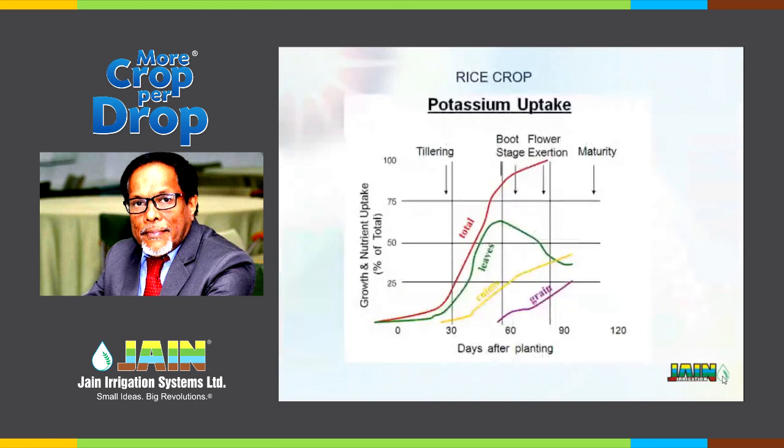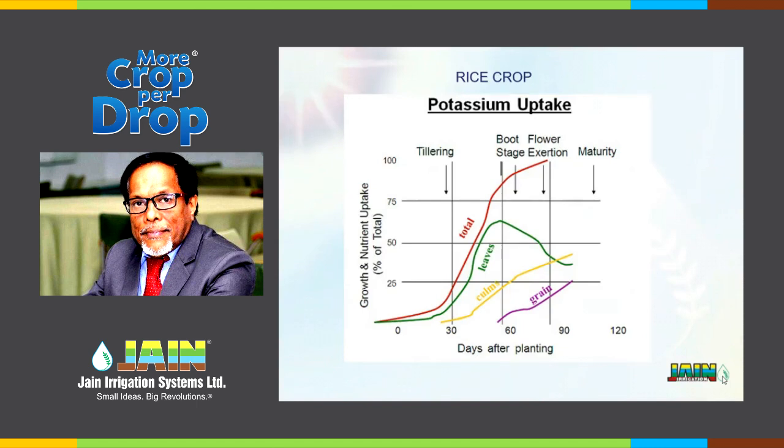For example, rice potassium uptake, another one, because I actually use it for the rice fertigation schedules which I provide to our farmers, drip farmers. Now look at here, about 30 days till tillering, the use of potassium is very little. You take percentage of the total, it is less than 25%.